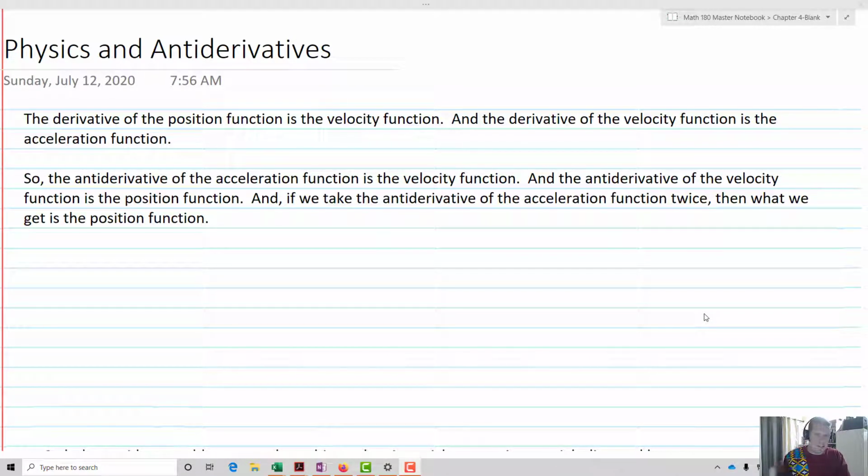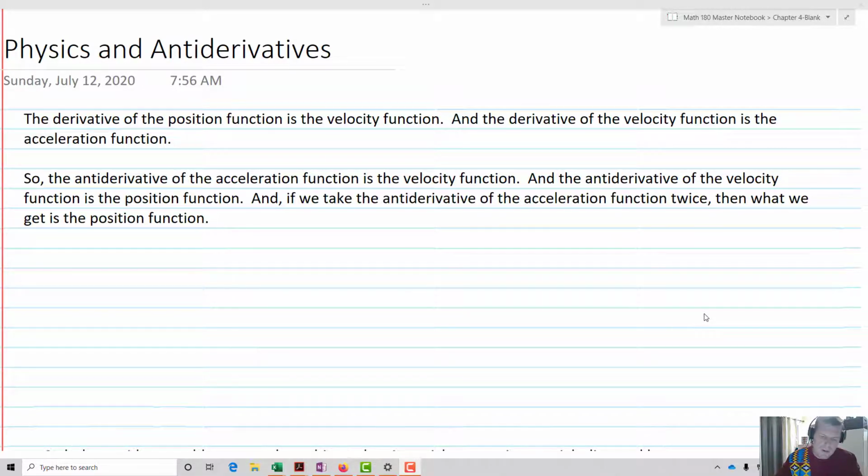The derivative of the position function is the velocity function. And the derivative of the velocity function is the acceleration function. Okay, we know this. This is something that we've been learning. So the antiderivative of the acceleration function is going to be the velocity function. It's like going backwards, right? Just like how when we go from little f of x to big F of x, it's going backwards. The same thing works in physics. Acceleration, its antiderivative is velocity. And the antiderivative of velocity is going to be the position function. So if we take the antiderivative of the acceleration function twice, then what we get is the position function.